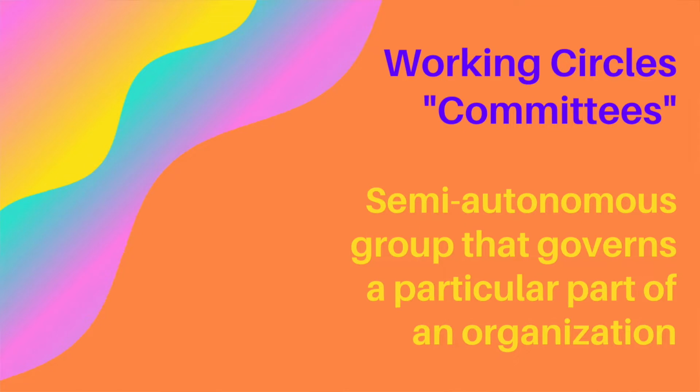Hey y'all, so let's dive in. First, I'm going to talk about the structure of sociocracy and how that works. Now the main component are working circles, or affectionately called circles. These are semi-autonomous, meaning they work primarily on their own, groups that are responsible for specific sections or parts of an organization. So what does that look like?